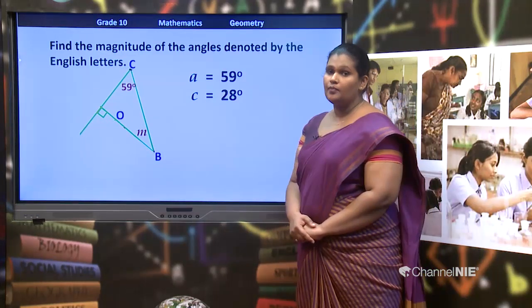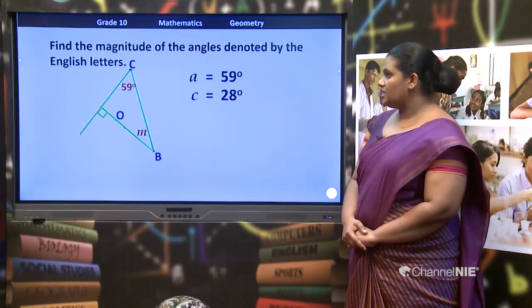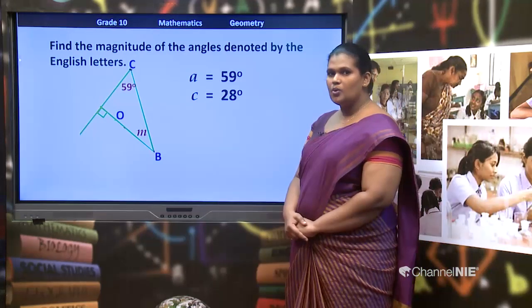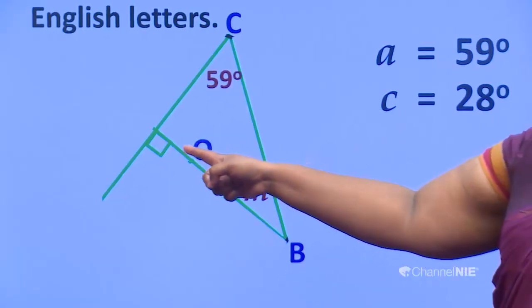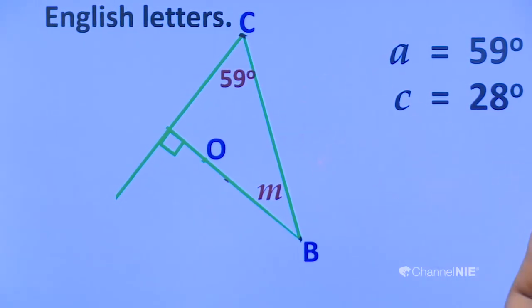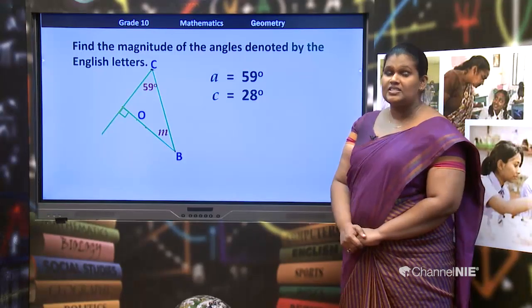This time, I am going to find the value of M. Right. Now, have a look at this triangle. Now, we know this angle is 90 degrees. This angle is 59 degrees. Now, once again, we can use the same theorem that we have used in the previous session.